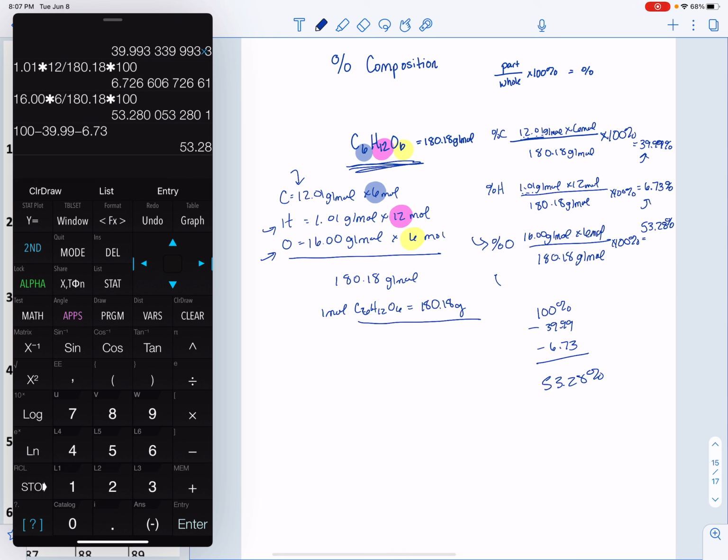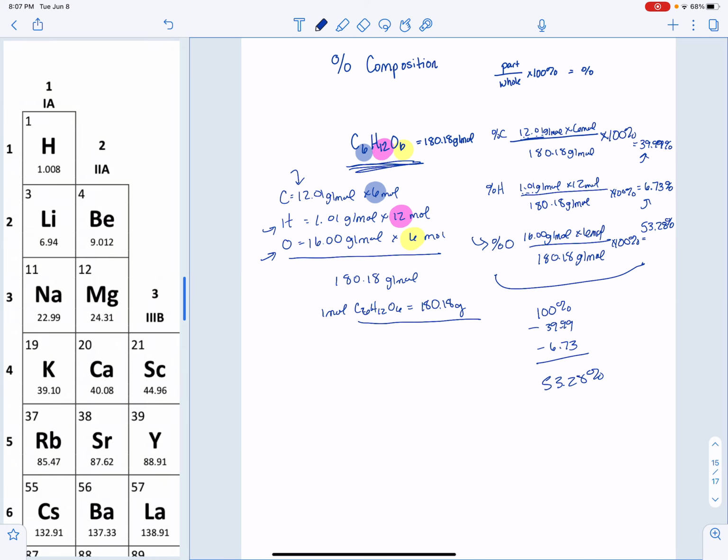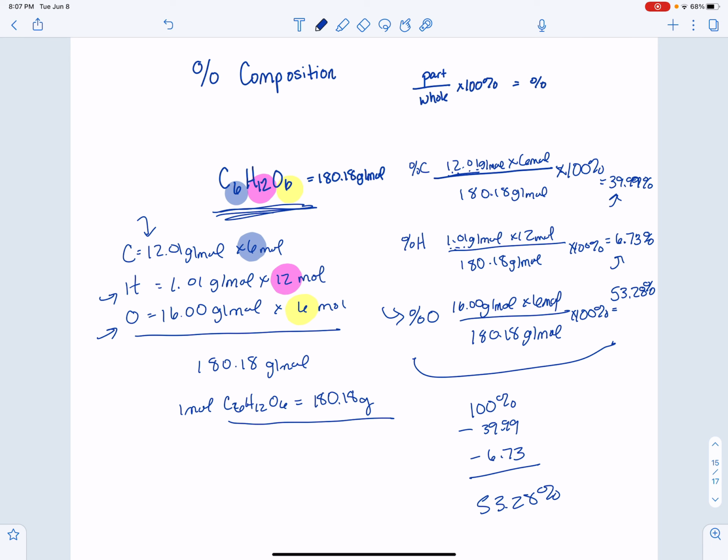53.28%. So I could have skipped this if I was feeling like skipping it and have just kept up with the math of it. That's fine too. But I'm just letting you know, once you get to the very last one, you can use this little relationship. But you can't do it until you've already done these other two.